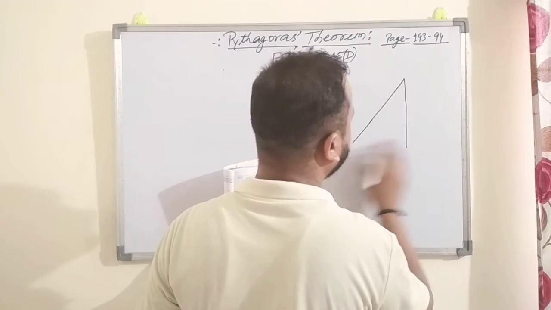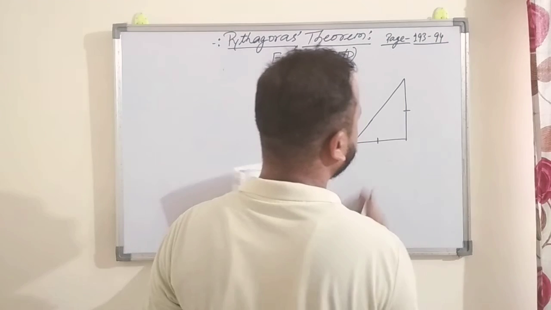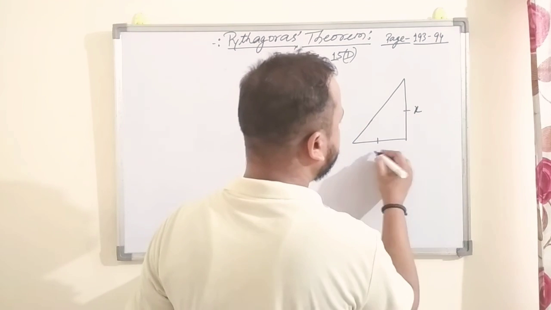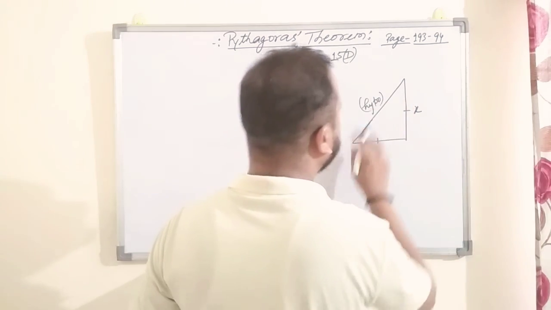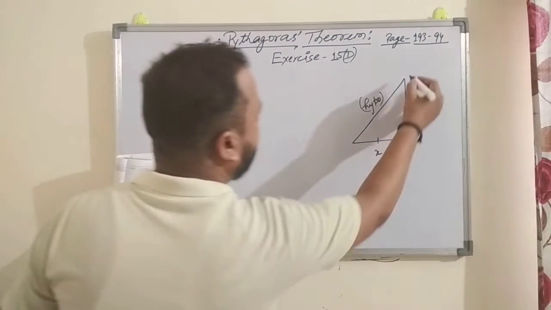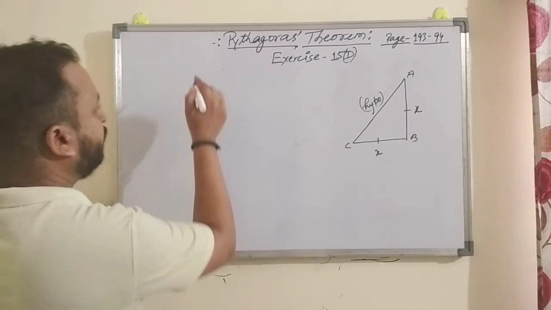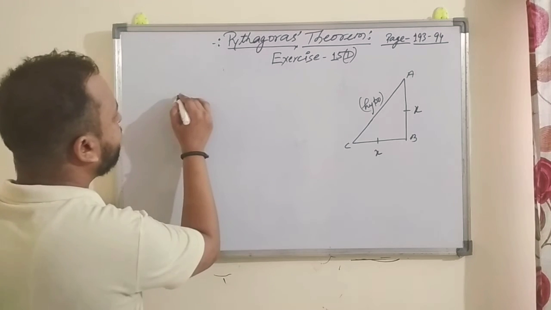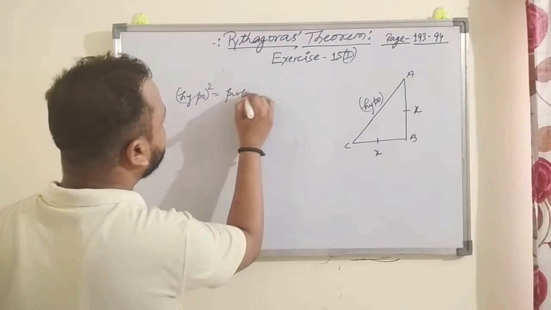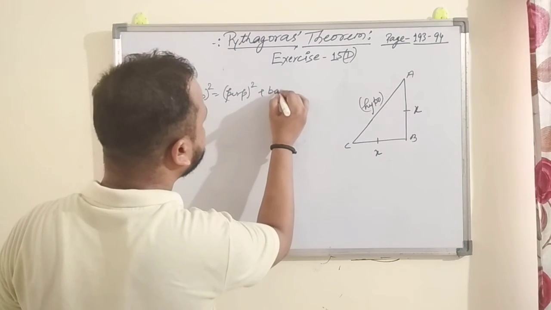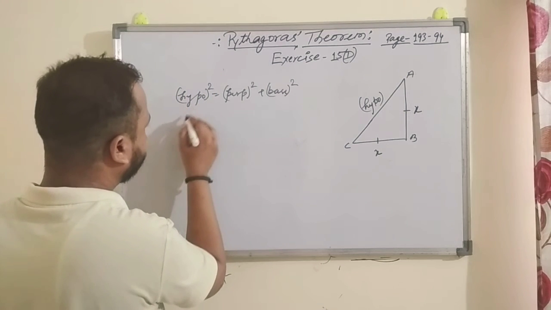So it is given that, suppose, these two sides are equal. So if this is x, this is also x, and this is the hypotenuse. The square of the hypotenuse is given, so we know that the formula, the Pythagoras theorem, is hypotenuse square is equal to perpendicular square plus base square.